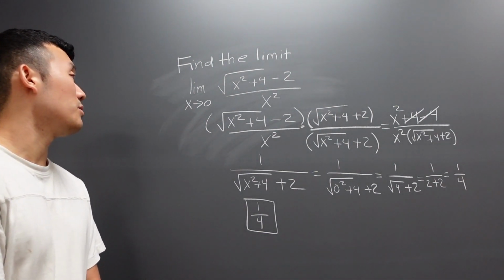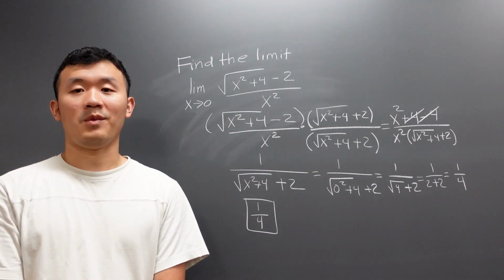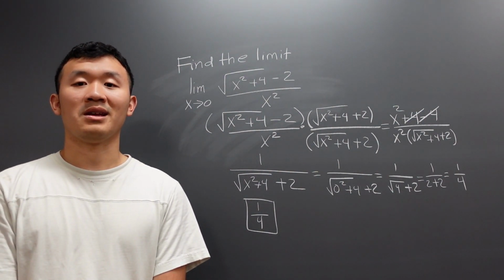As the limit as x goes to 0 of the square root of x squared plus 4 minus 2 over x squared. And this is an example of a calculus 1 problem that I learned in college.